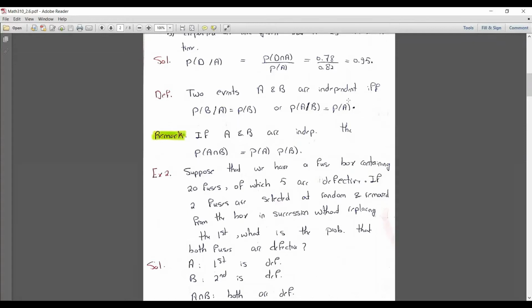Here we have a very important remark. We are saying that in case two events are independent, it means that P of A inter B is equal to P of A times P of B.